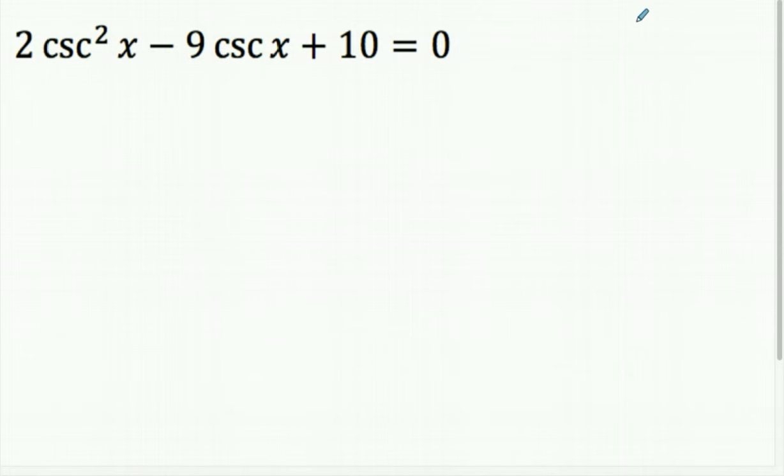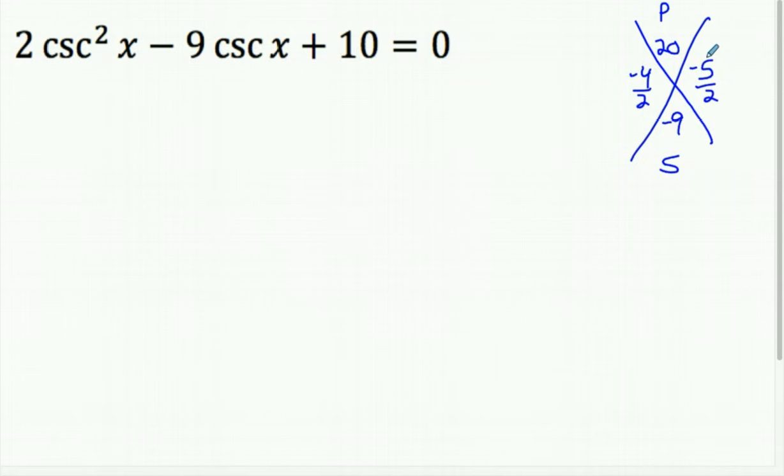So I'm going to use the shortcut for this one this time. So we want to find the numbers who have product of a times c, so a product of 20, and a sum of b, which is negative 9. The numbers that work are negative 4 and negative 5. They multiply to 20, add to negative 9. And what we do, since the a value isn't 1, is we divide both of those numbers by the a value, and then reduce if we can.